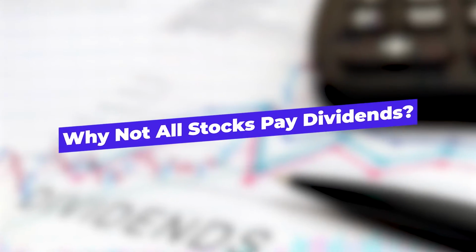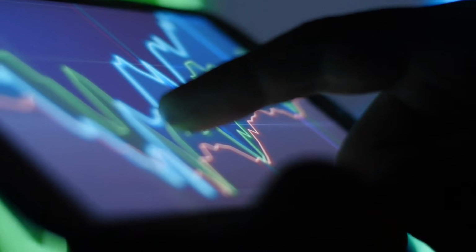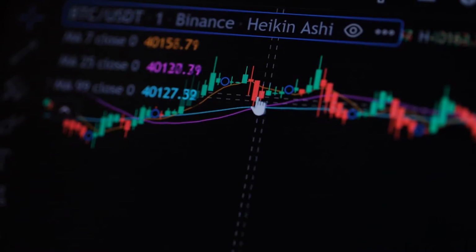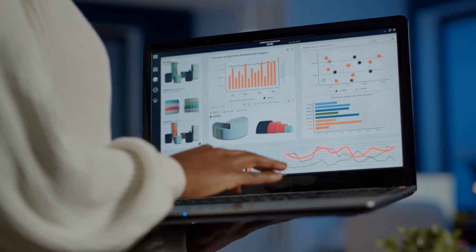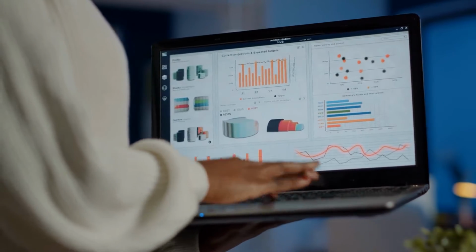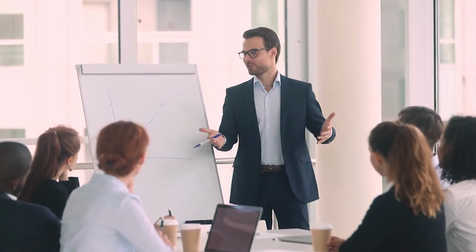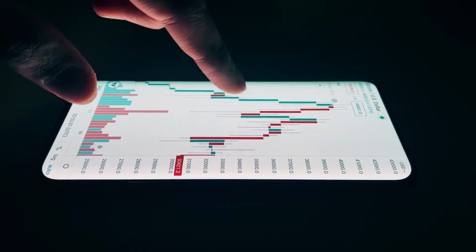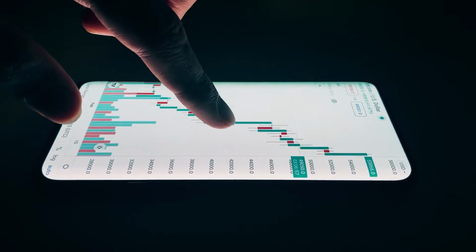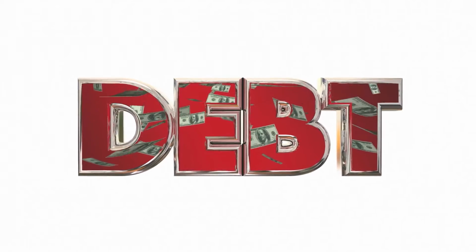Why not all stocks pay dividends? With research proposing that dividend stocks generally outperform non-dividend stocks, then why don't organizations deliver cash profits on their shares? There might be varied reasons as to why a company's board of directors might choose to hold off on dividends and instead choose to reinvest in the business, pay off debts, or acquire another company.